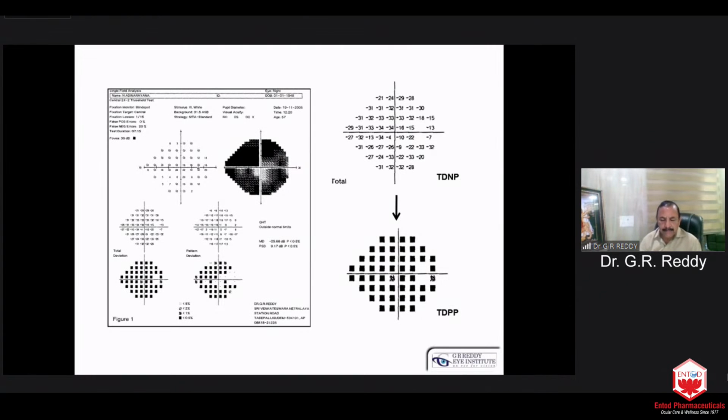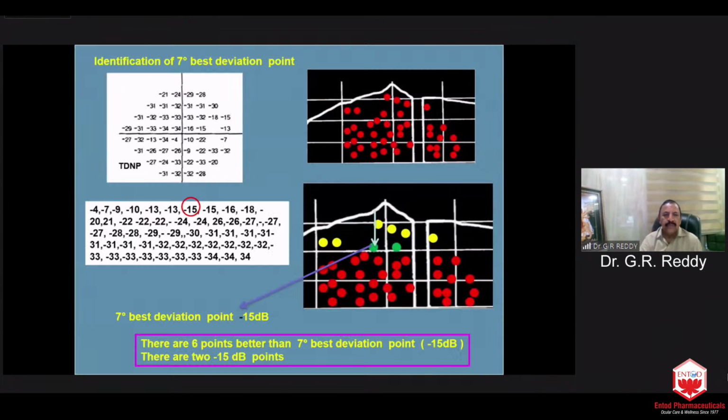I have emails from some of the students asking to explain the conversion of total deviation to pattern deviation. I will show you a few slides so you know how to identify the 7th best deviation point. There are 6 points better than the 7th best deviation point, and there is another point equal to it, so almost 2 points are the same. In this example, this is minus 15, and these 6 points are better, such as minus 4 and minus 9. These are the better points. These 2 points are the 7th best deviation points. So this is the identification of the 7th deviation point, with 6 points better than it.